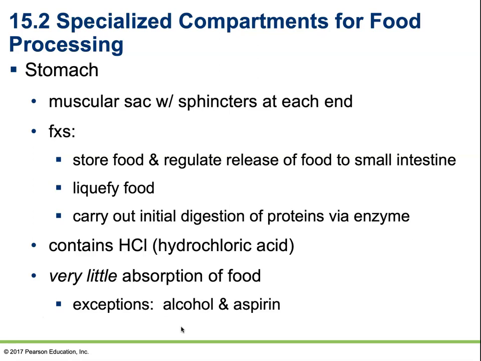acidic environment. So we're going to create a highly acidic environment. We're going to activate pepsin, start the digestion of proteins, but we're not ready to absorb anything into the bloodstream, which makes sense. We have a highly acidic environment. Would we want to be absorbing that acid into the bloodstream to be spread out through the rest of the body? No. However, there are some molecules that can be absorbed in the lining of the stomach.